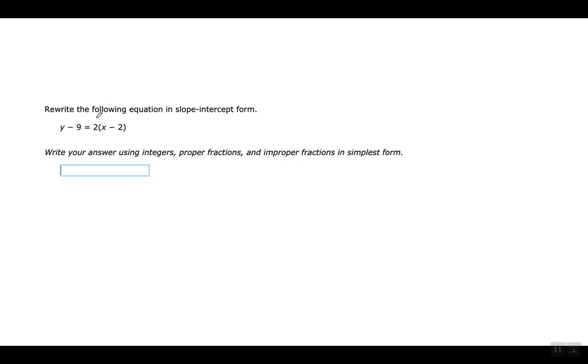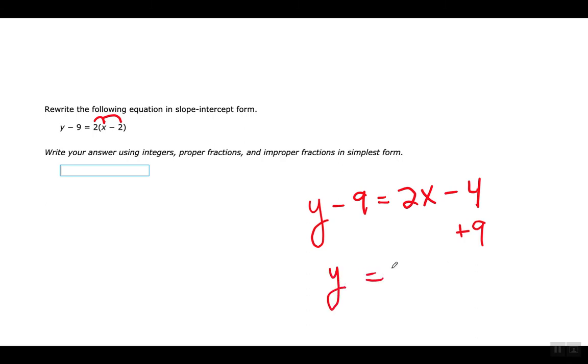All right, so I'm going to do the distributive property. Okay, voy a distribuir and it's going to give me y minus 9 equals 2x minus 4. Now all I got to do is move the minus 9 and add it. Okay, mover el menos 9 y sumarlo. So my answer is going to be y equals 2x plus 5.